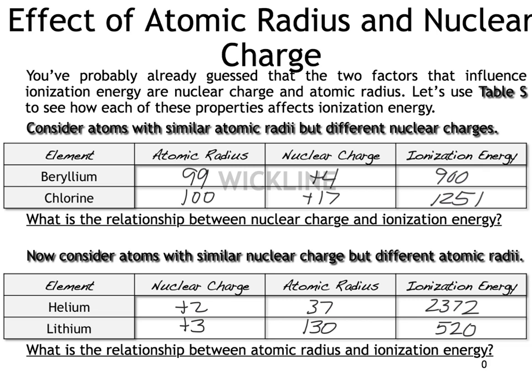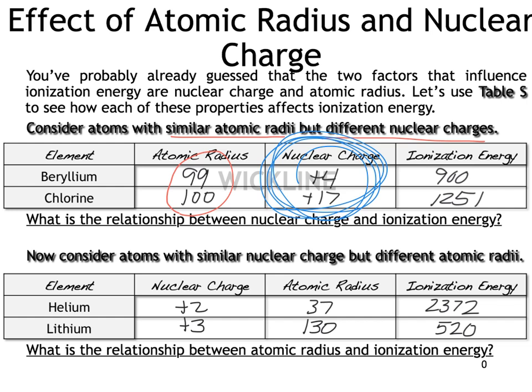And I wanted to point out that the reason why I chose to compare beryllium and chlorine for this first example is because they have really similar atomic radii and different nuclear charges. So really similar atomic radii, I chose 99 and 100, but I also wanted to make sure that they have very different nuclear charges. And so in this way, we'll be able to really fairly assess the effect of nuclear charge on the ionization energy of the atom.